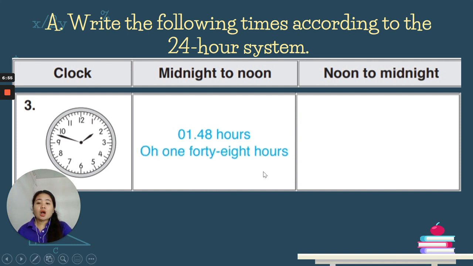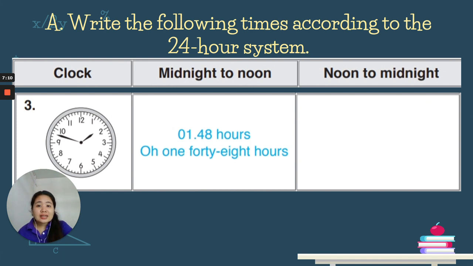That is 0148 hours. Very good. So that's it. Don't forget the dash if it is 2 digit. 0148 hours. Next, noon to midnight.